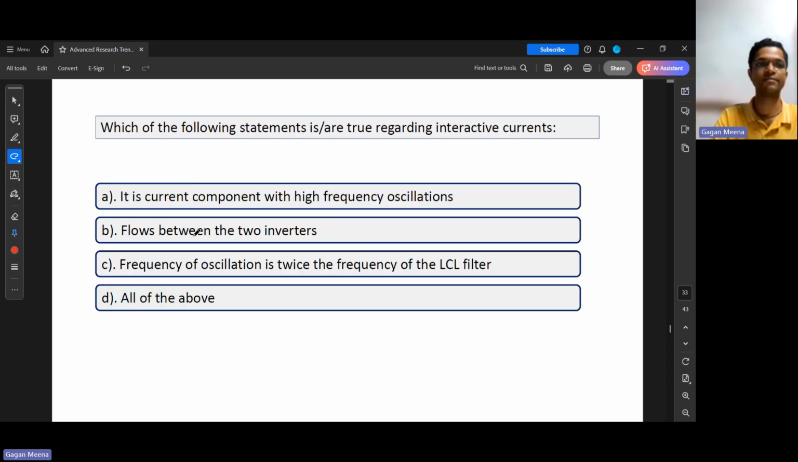Yes, this is correct. Moving on to the next question: which of the following statements is or are true regarding interactive currents? What do you think? Interactive current is a current component with high frequency oscillation. Yes, this is correct, because its frequency is equal to the resonant frequency of the LCL filter.